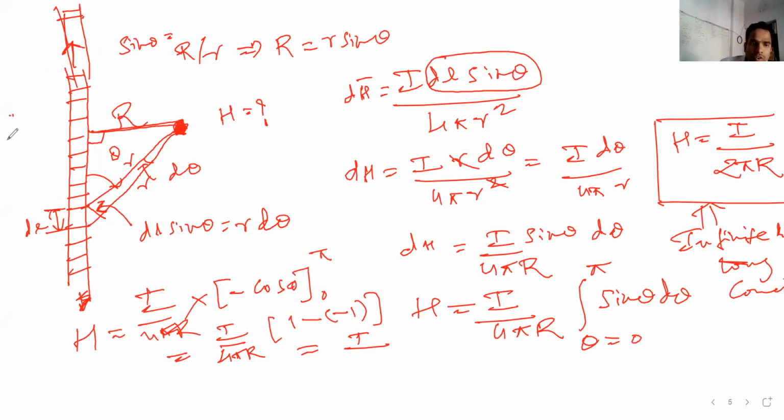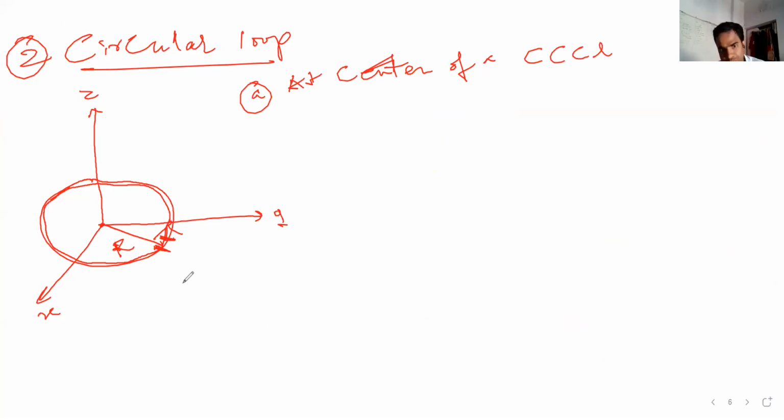If I draw a magnetic field, because the current is in this direction, the magnetic field will be circular, and this becomes the radius of the circle of the magnetic field. There, in one sense it's a radius, but here it is the radius of the current carrying circular loop.